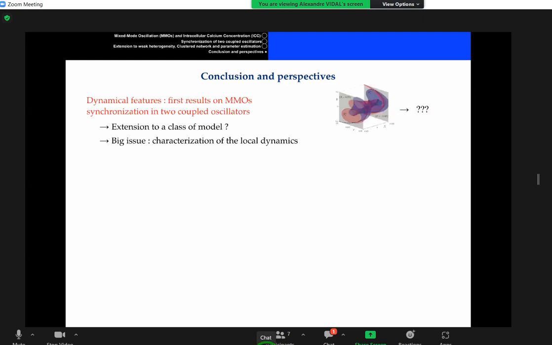But we have different perspectives. So first, the dynamical features. The first results on MMO and synchronization in two coupled oscillators. We want to extend this to a whole class of models, in fact. But the big issue is to characterize the local dynamics. We don't know exactly if what we have done on the MMOs on this system can be generalized. And this is the theoretical mathematical problem that we have.